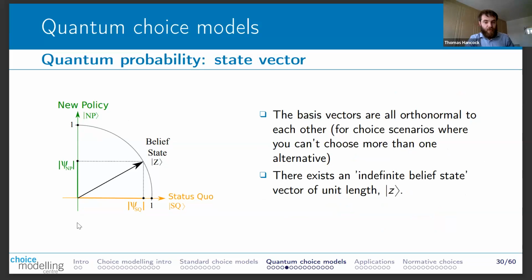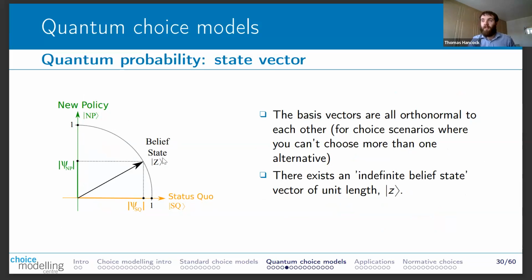And because these vectors are orthonormal to each other, this means that you can really only choose one or the other. So before I make this choice between new policy and status quo, we have what we call a belief state, and this represents our tendency to make either decision. Before I'm asked to make that choice, I could go either way. And it's only upon being asked, do you prefer new policy or status quo, that I'll actually think about it and make up my mind.